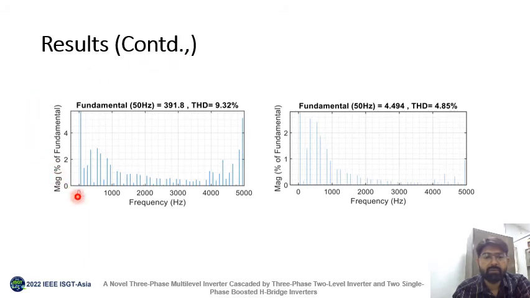This is the FFT analysis for the line voltages, and this is the FFT analysis for the line currents for a particular load. From this FFT analysis we can see that THD in the line voltages is reduced to 9.32%, and in the line current the THD is reduced to 4.85% for a particular load.